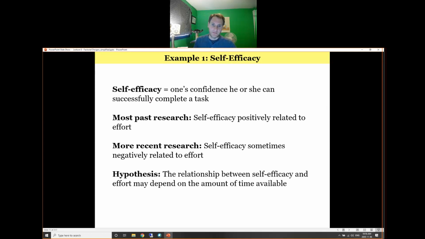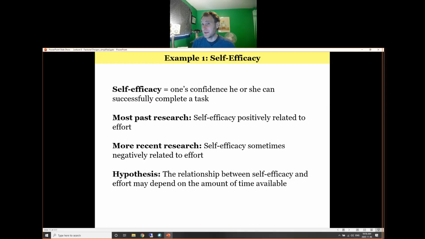And so our hypothesis was that this relationship would depend on the amount of time that was available, such that when you had a lot of time available, the more confident you were, you'd think, well, okay, I can do this. I have time. I'm confident. I'm going to put more effort in and get this task done.